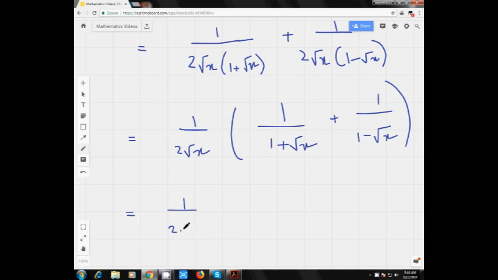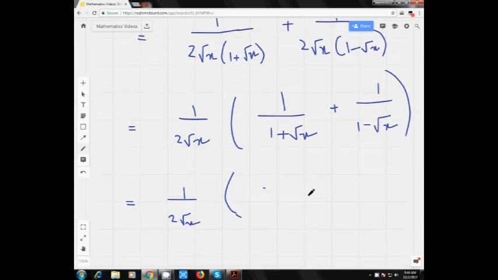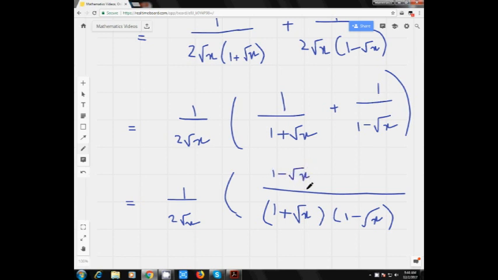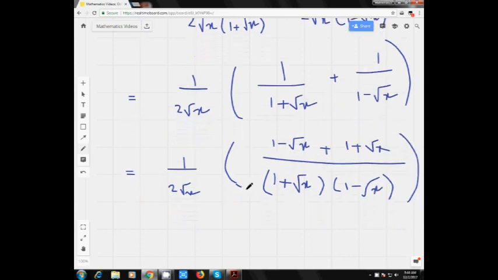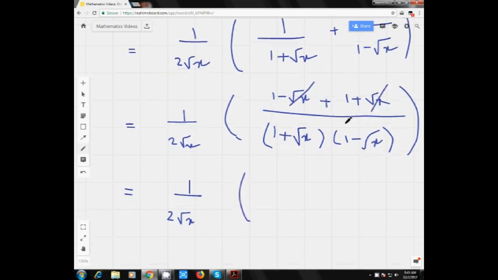Next you can further simplify the functions written in the braces, and it comes out to be equal to 1 minus square root x plus 1 plus square root x over 1 plus square root x times 1 minus square root x. Collect them, you might get 1 minus square root x multiplied by 1, which need not be written, plus 1 plus square root x multiplied by 1, and the plus square root and negative square root cancel each other.